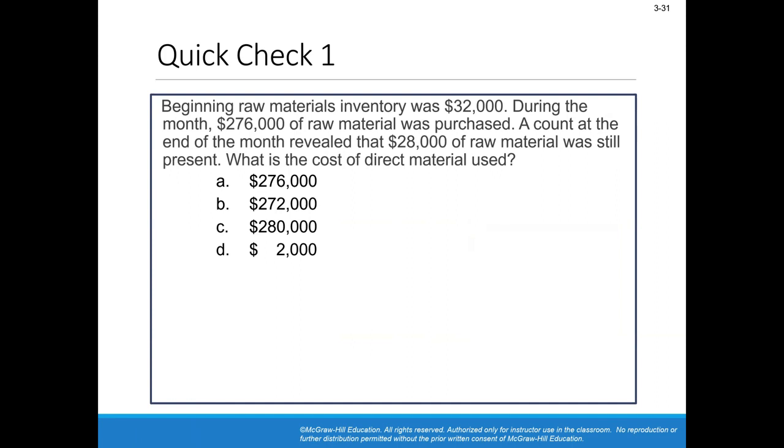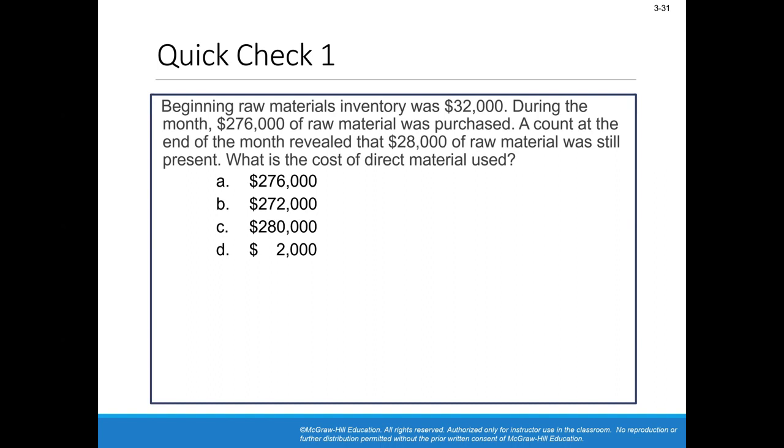All right, so let's look at an example. So we have our beginning raw material of 32,000. During the month, 276,000 of raw materials purchased. And we count at the end of the month, it reveals that we have 28,000 in raw materials still in inventory. So it wants to know what is the cost of the direct materials that were used.